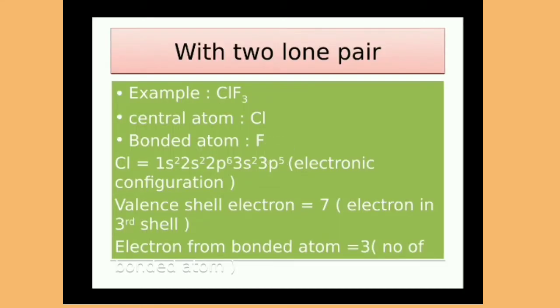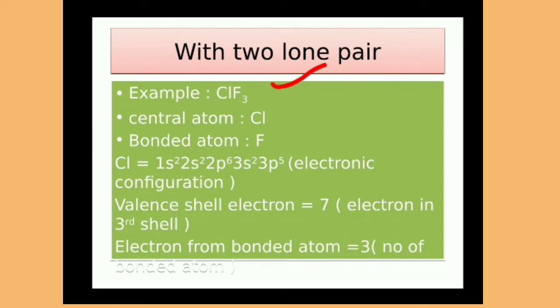Now we will discuss the geometry of sp3d hybridization with two lone pairs of electrons. We can take ClF3 as an example, where chlorine is the central atom and fluorine is the bonded atom. We will write the electronic configuration of chlorine, which is 1s2 2s2 2p6 3s2 3p5. So again our valence shell will be the third shell, so the number of electrons in the third shell is 2 plus 5, which is 7, and electrons from bonded atoms, which equals the number of bonded atoms.